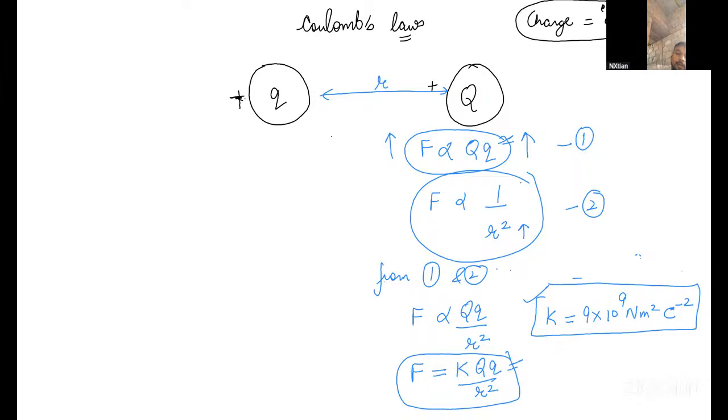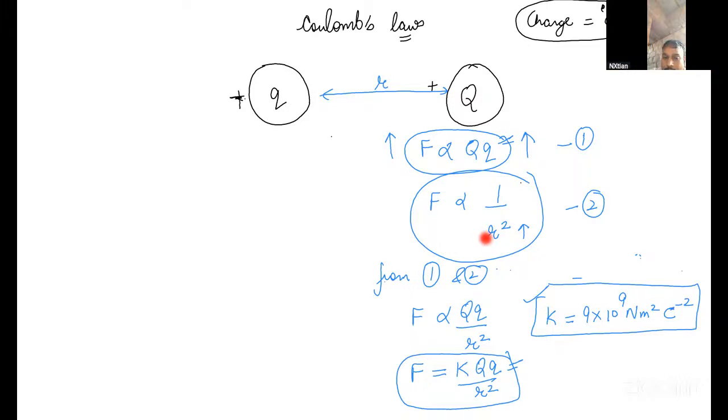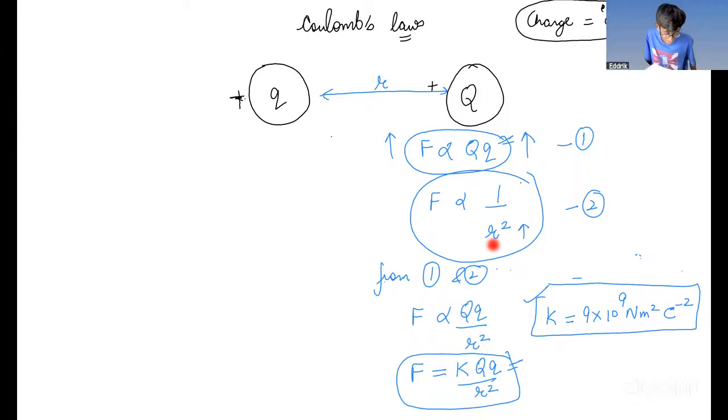So this is Coulomb's law. Force is directly proportional to the product of the charges and inversely proportional to the square of the distance between them. Did you understand? Coulomb's law is basically saying that force is directly proportional to the product of the charges and inversely proportional to the distance square, the r square.